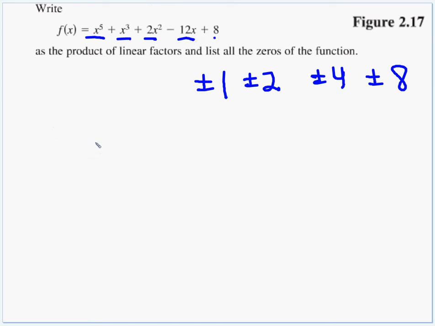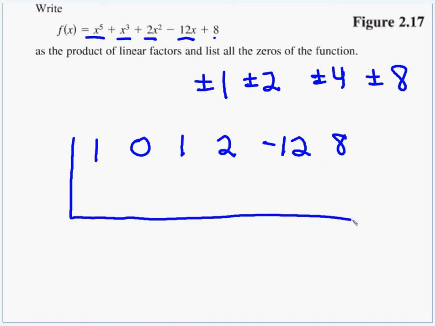So when our synthetic division is set up, we're going to need a 1, a 0 for the x to the fourth, 1x cubed, 2x squared, minus 12x, and a plus 8. Now, where do we begin? We've got 8 to choose from. I usually start with positive 1. It's a nice, easy number to multiply by, and a lot of times it does work.